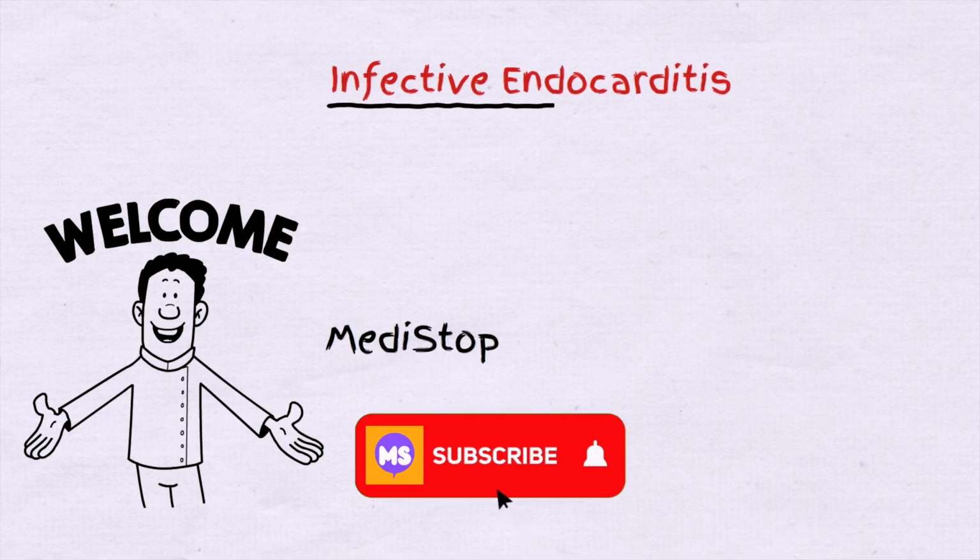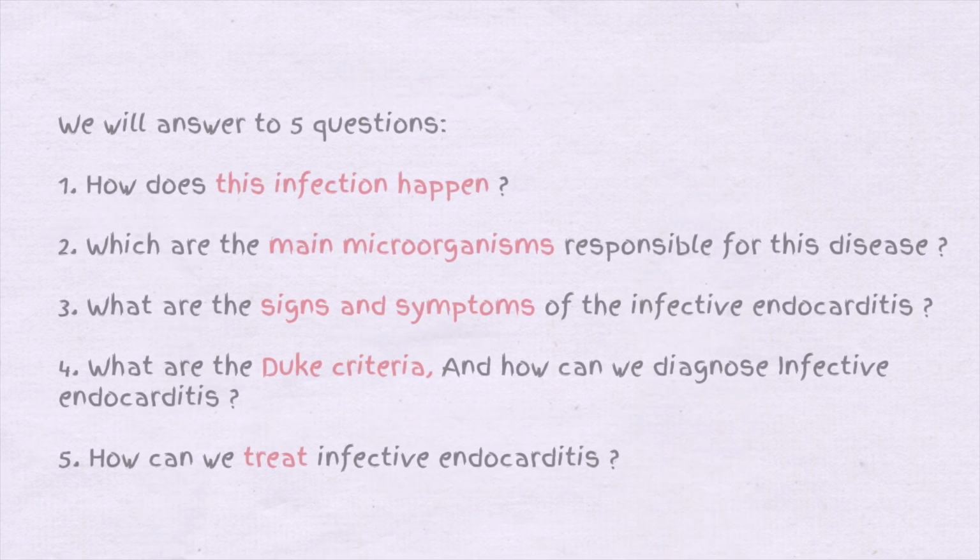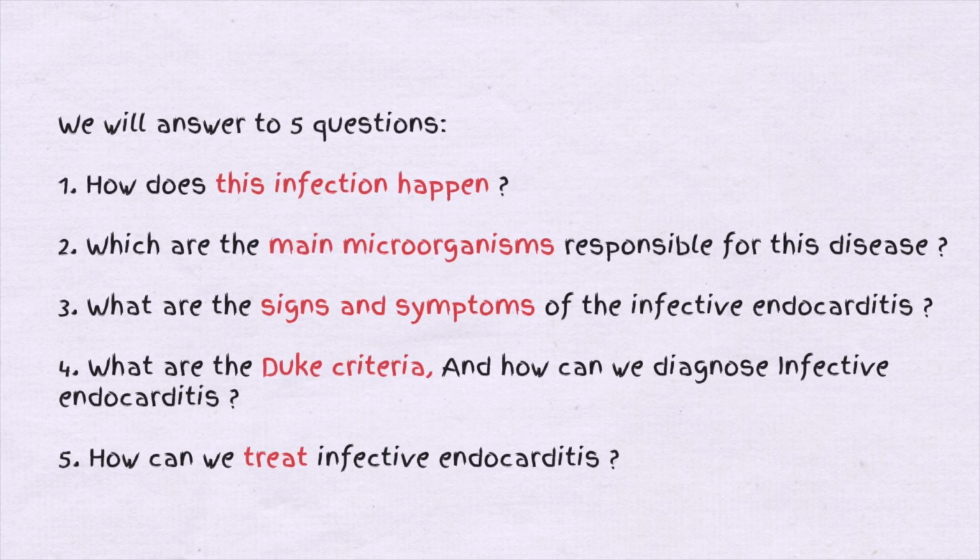In this video we will talk about an interesting topic, infective endocarditis. We will answer 5 important questions. How does this infection happen? Which are the main microorganisms responsible for this disease? What are the signs and symptoms of infective endocarditis? What are the Duke criteria and how can we diagnose this illness? How can we treat infective endocarditis?